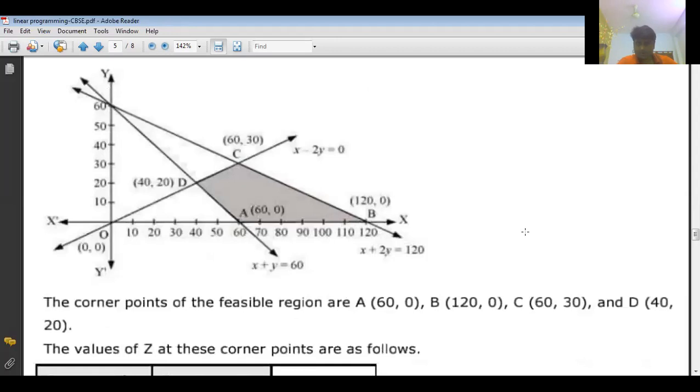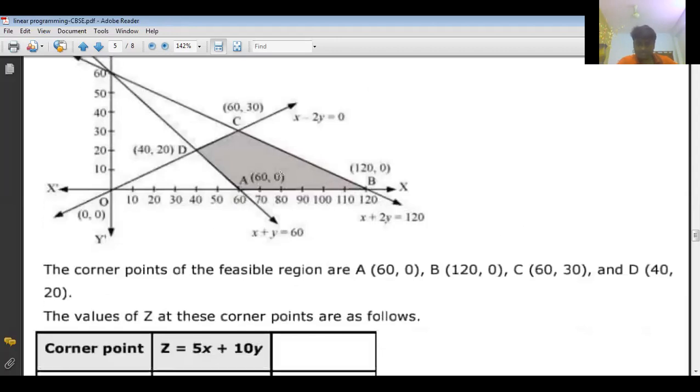Okay. So what are the corner points? We'll write 60 comma 0 as one point, 120 comma 0 as another point, 60 comma 30, and 40 comma 20. So these are the corner points we can write. So the region is bounded and closed.